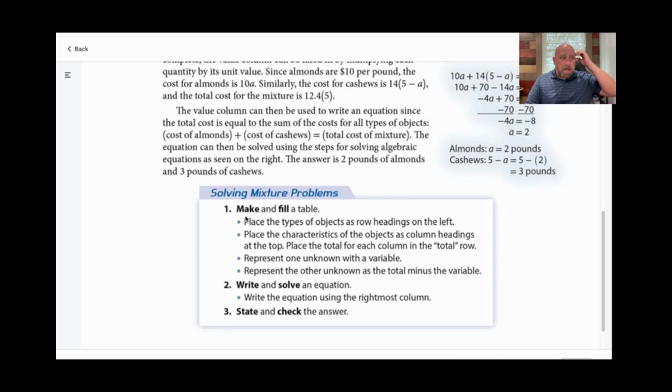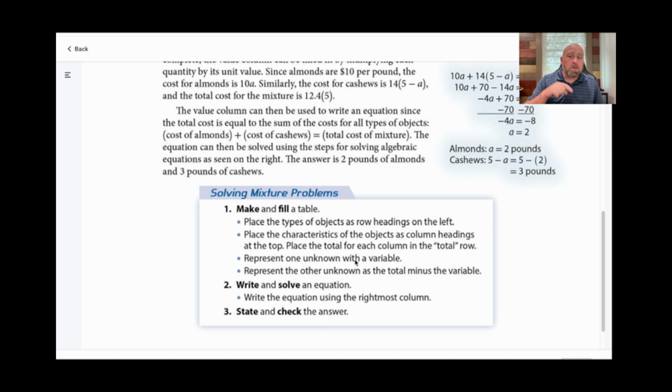So we'll look here at solving mixture problems in these 3 steps. Step number 1, make and fill in a table. Place the types of objects as the row heading on the left. Place the characteristics as the rows. Those would be kind of the ones that are on the top. And then represent one unknown.